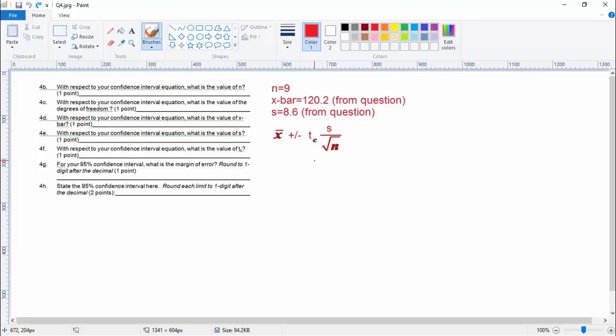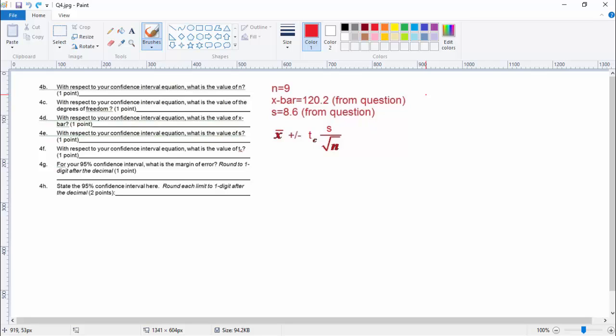The other big difference is this S at the top. That's the lowercase s, the sample standard deviation that you got. I even put it up there, the 8.6. That's the one we have to use. And then the 120.2 is the X bar that we got. I just transcribed that from the question we just went over. Okay, so those are the differences.